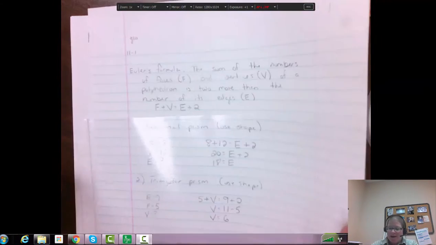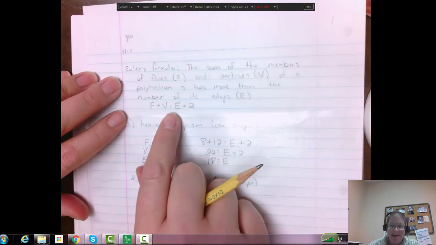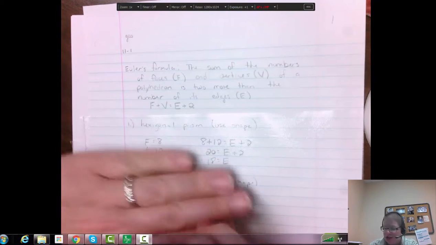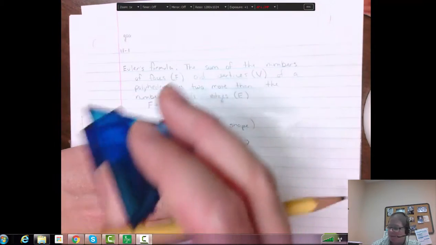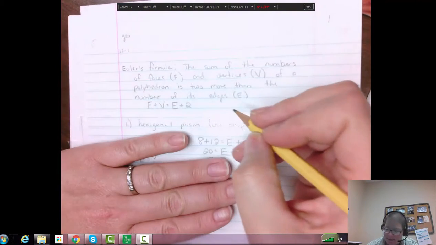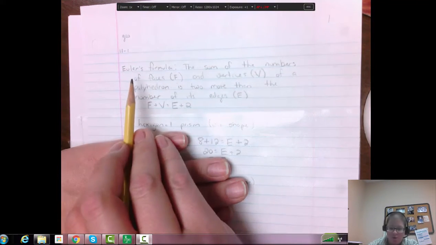Hi, this video is going to help with section 11.1 in geometry. It goes over Euler's formula and looks at different shapes that are 3D. I have some 3D examples here that I'm going to show you. So let's look at this formula first.